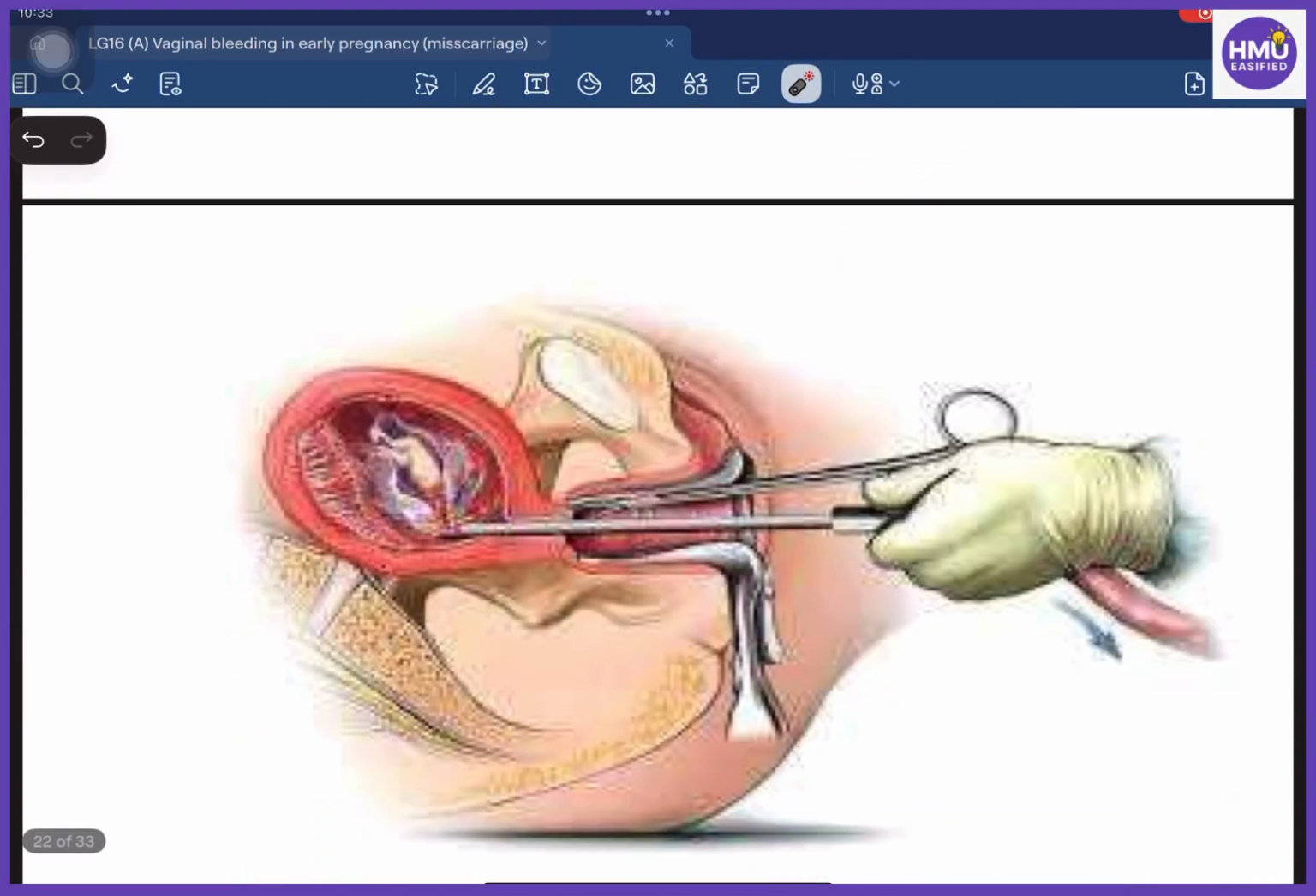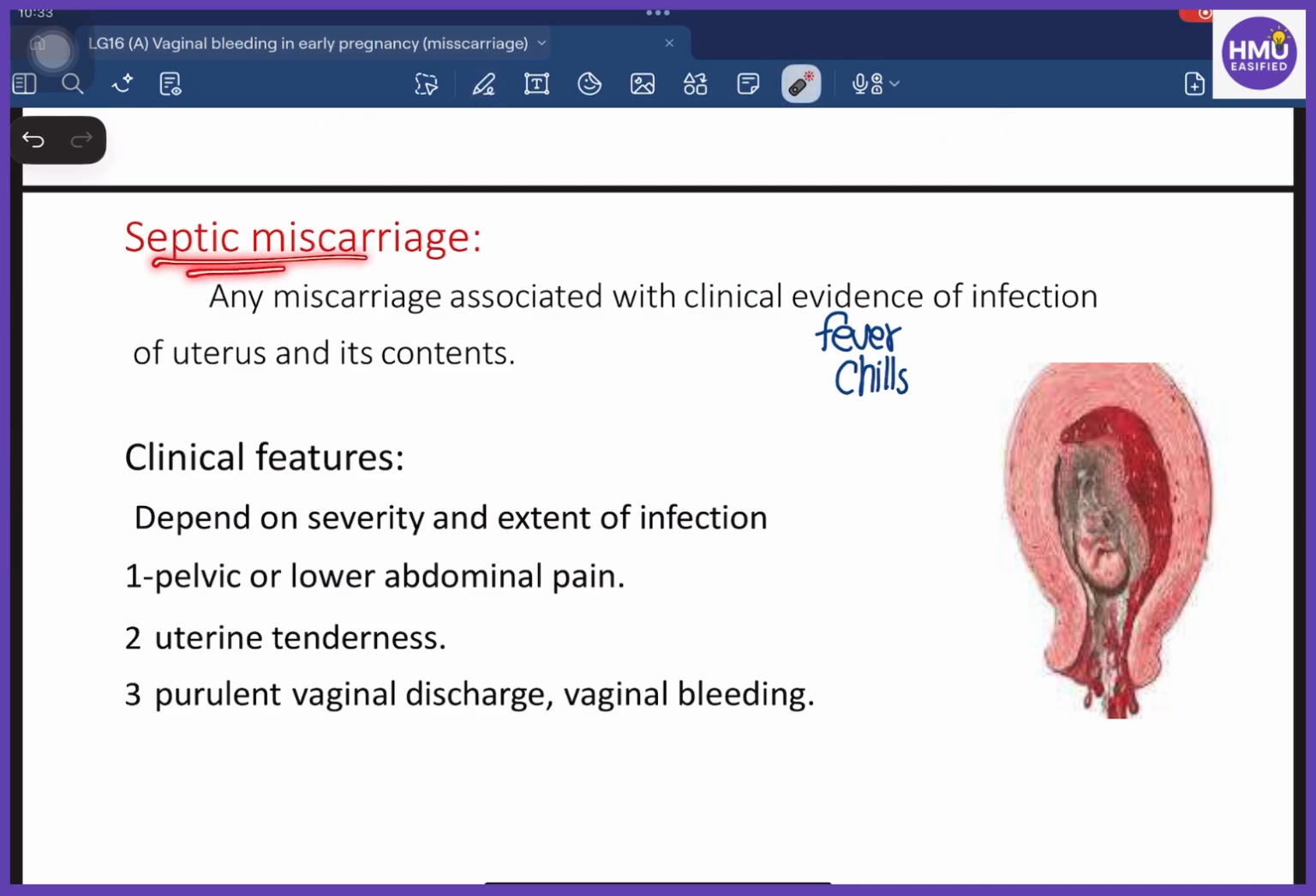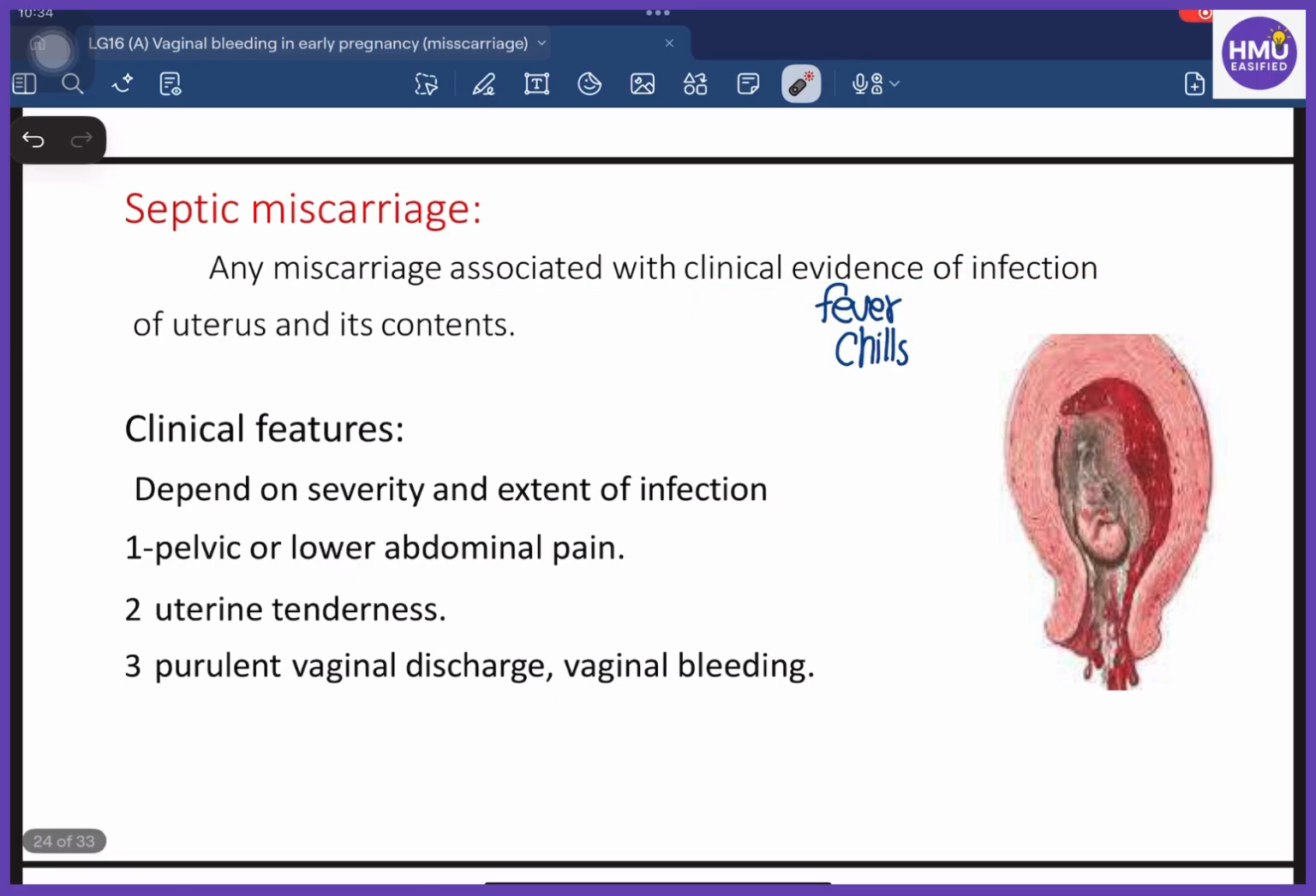It's actually very interesting. And then we have septic miscarriage. The septic miscarriage is usually associated with illegal abortion, where they induce it with a metal instrument or something. So it's any miscarriage associated with clinical evidence of infection, which is fevers and chills. So the uterus is tender.